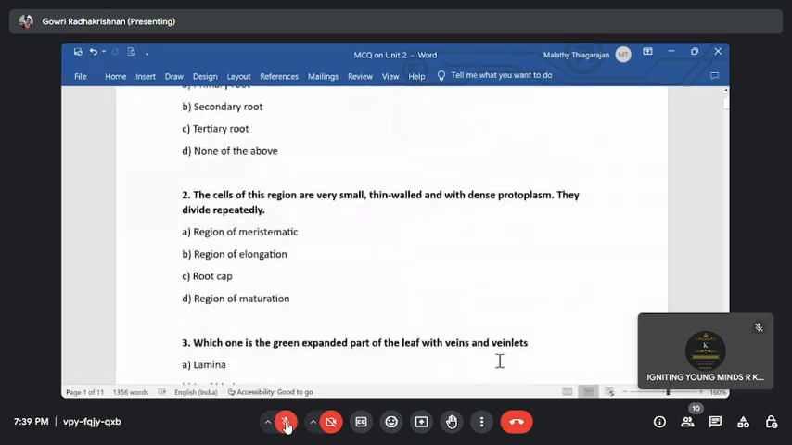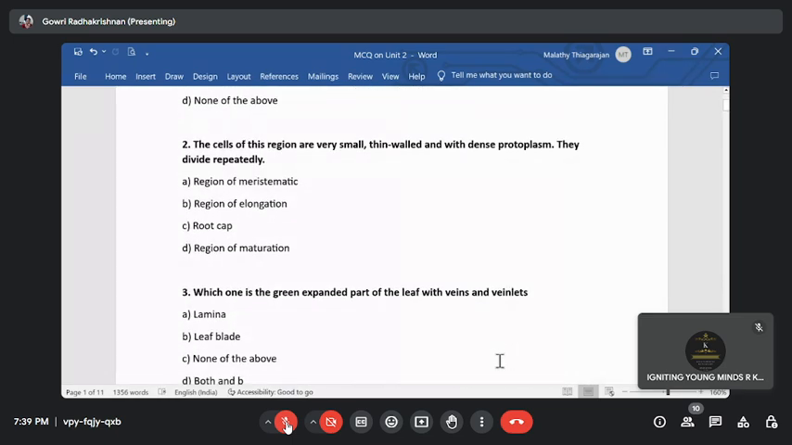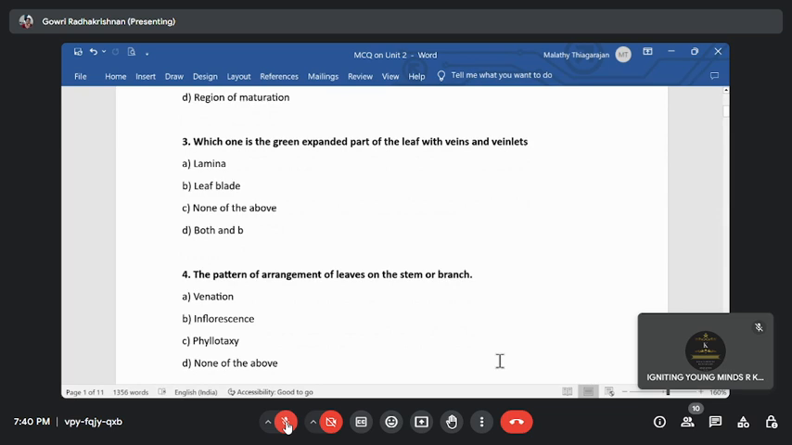All right, next one. The cells of this region are very small, thin-walled, and with dense protoplasm. They divide repeatedly. Region of meristematic activity, ma'am. Yes, very good.